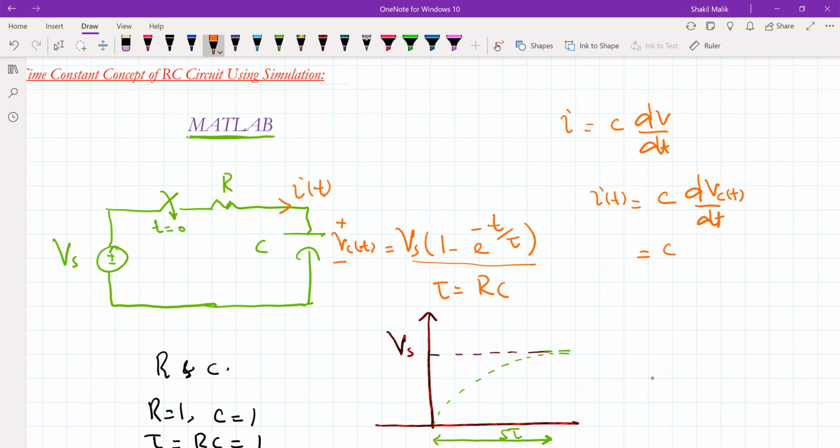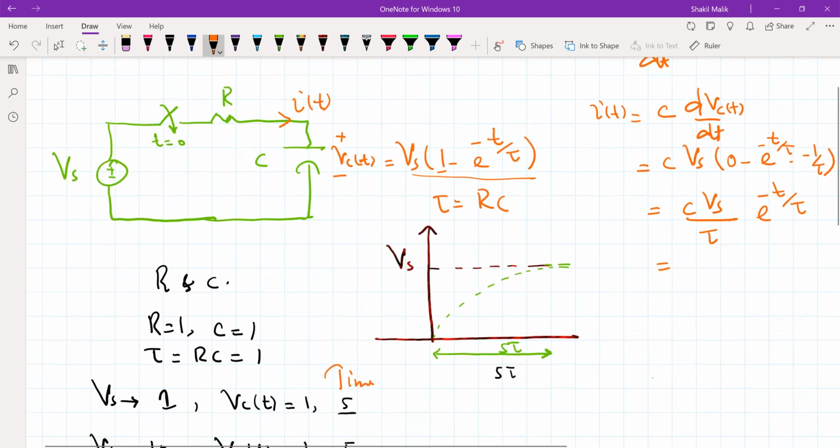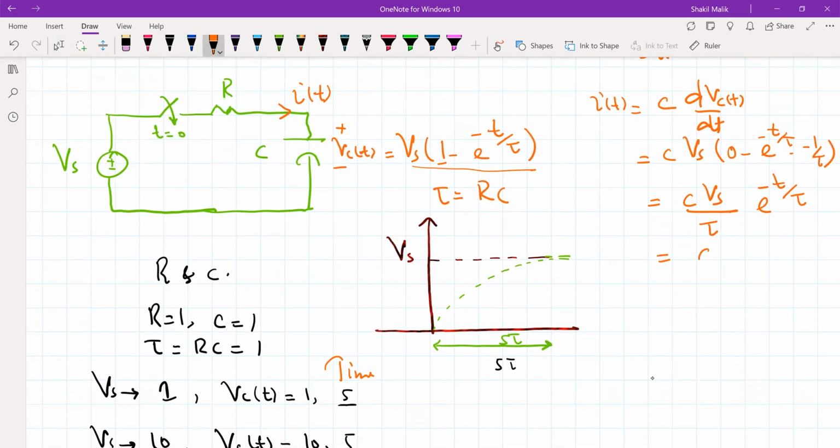So if we differentiate this expression, Vc is equal to this expression. If we differentiate, it will be Vs into, what is the differentiation of this, is 0, minus what is the differentiation of this, e to the power of minus t by tau times minus 1 by tau. So this is C Vs divided by tau, e to the power of minus t by tau. So that's equal to C, what's tau, sorry, what is tau? It is RC, C and C cancels.